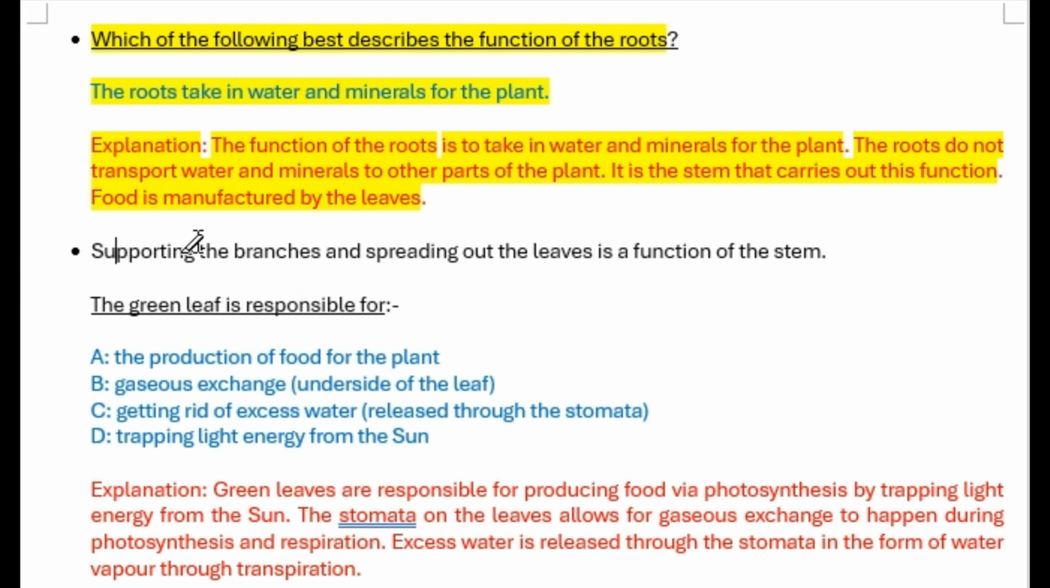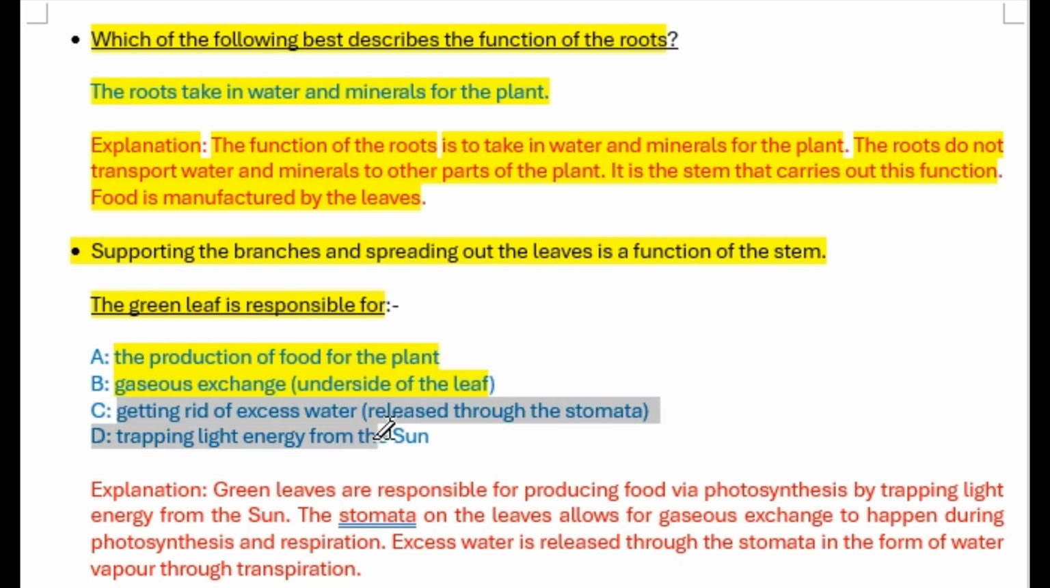Supporting the branches and spreading out the leaves is a function of the stem. The green leaf is responsible for the production of food for the plant. B. Gaseous exchange, underside of the leaf. C. Getting rid of excess water, released through the stomata. D. Trapping light energy from the sun.